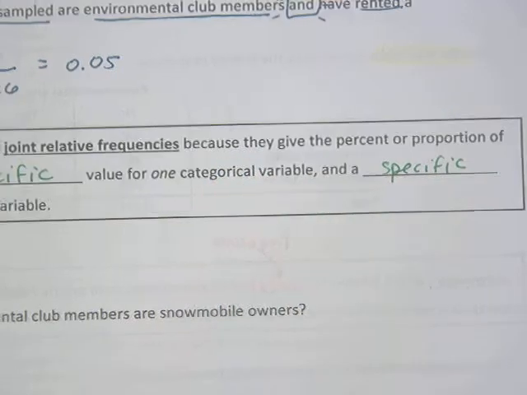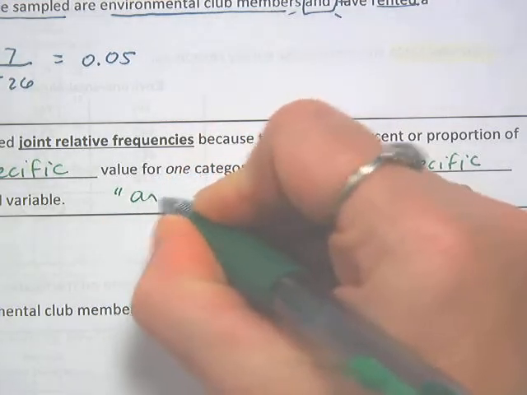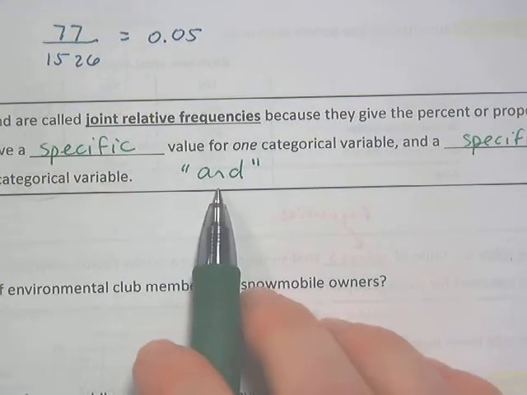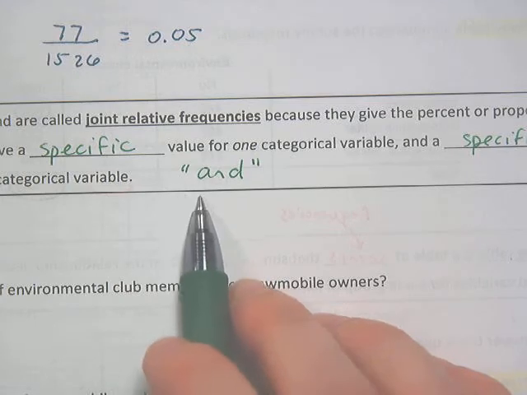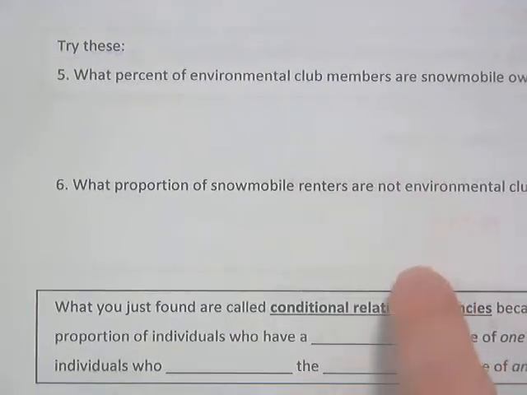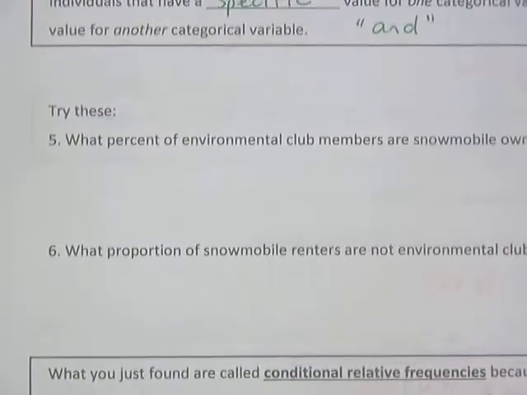You don't need to memorize that big fancy definition. Just know that joint relative frequencies, as you read through those problems, you'll see the word "and." It joins two things together. And I didn't need a ton of examples of those, okay? And then the last type of relative frequency, if you're looking ahead, is called conditional. Let's see what these are like.